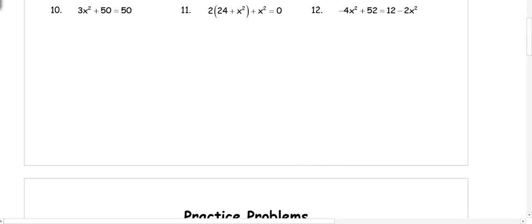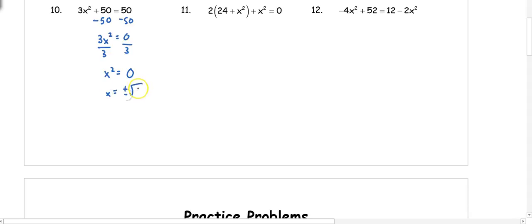Number 10, in order to get x squared by itself, first I'm going to subtract 50 from both sides. So we get 3x squared equals 0. We're going to divide both sides by 3. Remember, 0 divided by anything is just 0. So when I have x squared equals 0, that's okay. We're just going to take the square root of both sides.